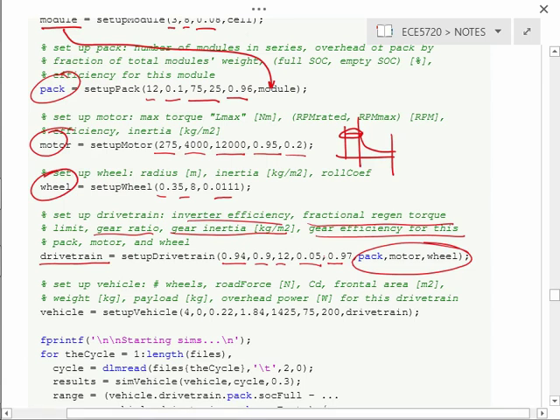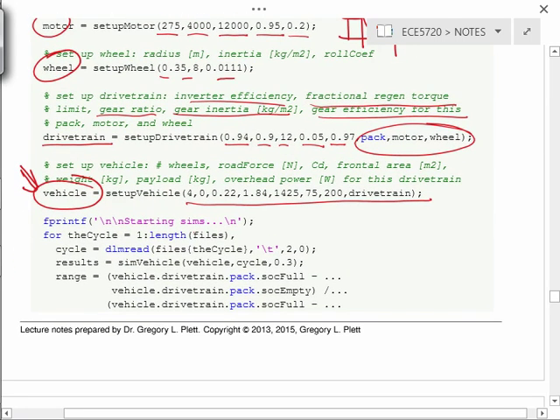And finally, the vehicle. How many wheels? What are the road forces? What's the drag coefficient? What's the frontal area? What's the weight? What's the payload, which adds on to the weight? What's the overhead power? And what is the drivetrain? All these things get passed in, and I get a vehicle data type. So everything I need to know to simulate the vehicle is in that structure. Then it's going to start the simulation.